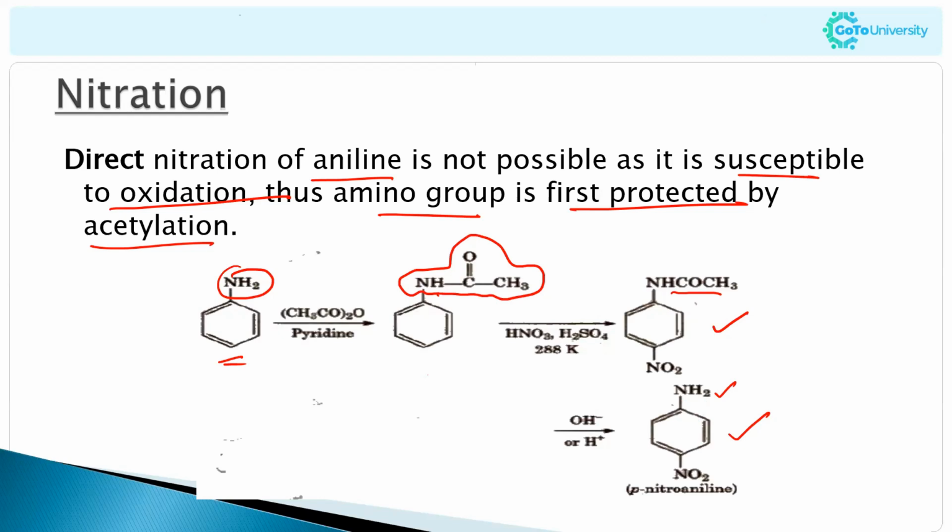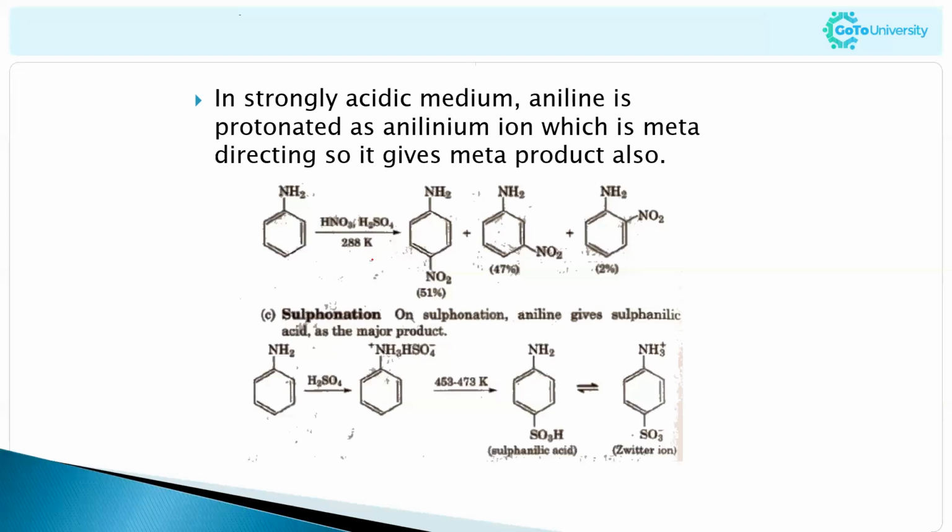So hope this is clear. Next one. See, in strongly acidic medium, aniline is protonated as anilinium ion, which is meta-directing. So it gives meta products also.